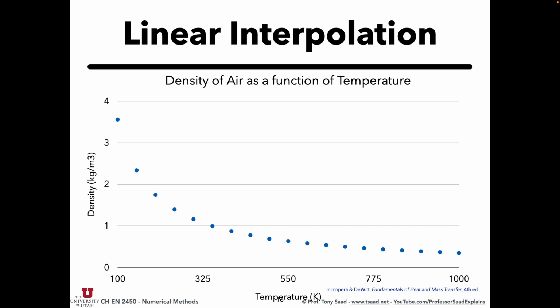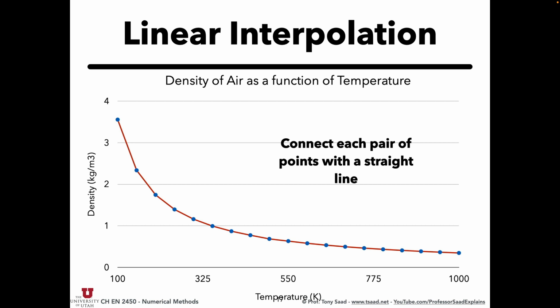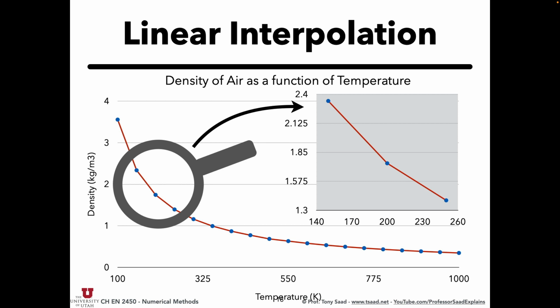But you can apply linear interpolation to those data. So what do you do? Do you draw a line from the first point to the last point? No. You take each pair of two points at a time and draw a straight line in between them. So you connect each pair of points with a straight line. Okay? If you were to zoom in here, this is what this looks like.